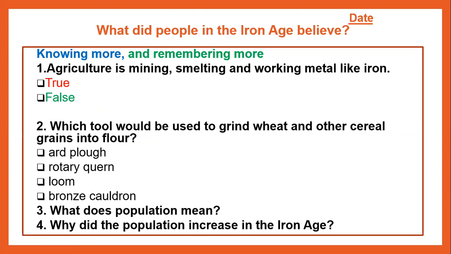Number 1, agriculture is mining, smelting and working metal like iron. Do you think that's true or false? Number 2, which tool would be used to grind wheat and other cereal grains into flour? An ard plough, a rotary quern, a loom or a bronze cauldron?